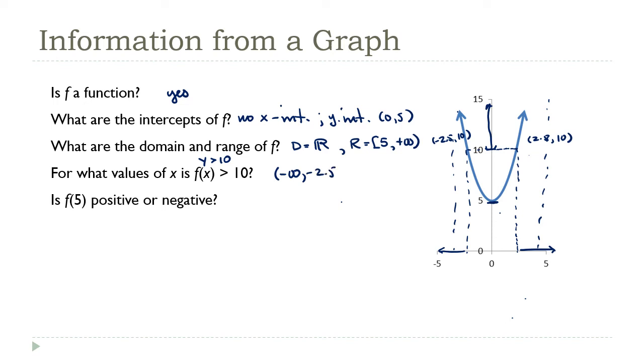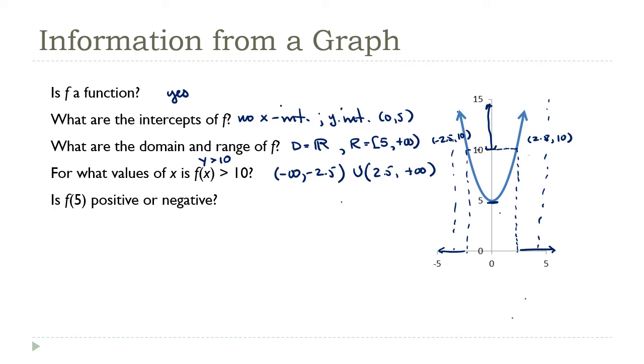I'm going to leave that blank for just a second. Union 2.5 up to plus infinity. What do I want to put there? Do I want to put square brackets or parentheses? Well, notice here I have strictly greater than. So I do not want to include the x value that makes the function equal to 10. Those are my plus or minus 2.5. So I'm going to put parentheses at those inner endpoints.